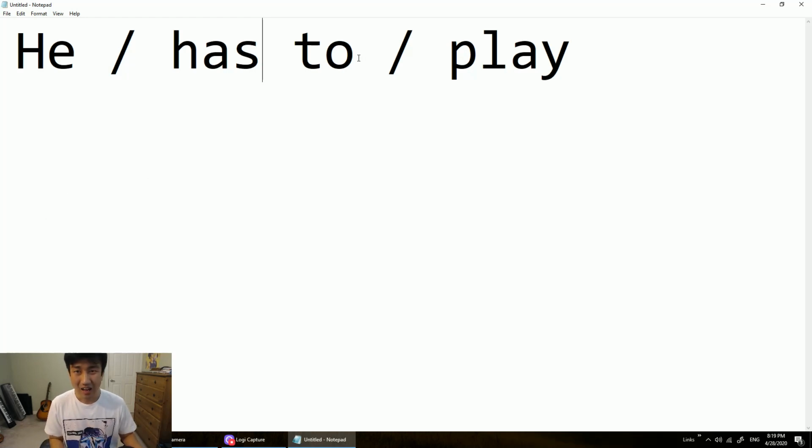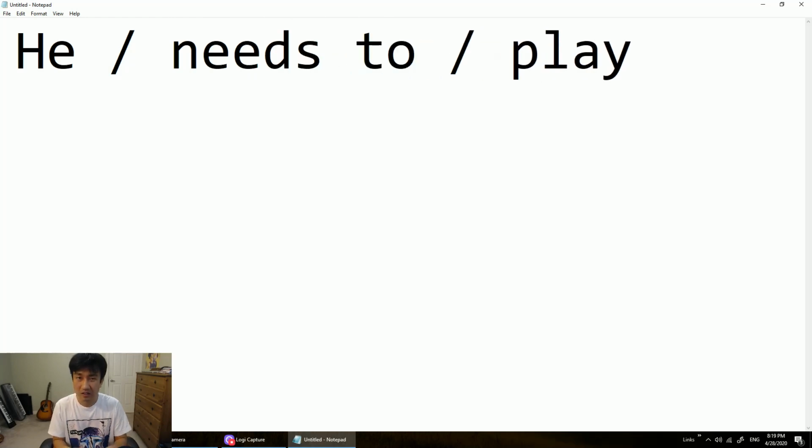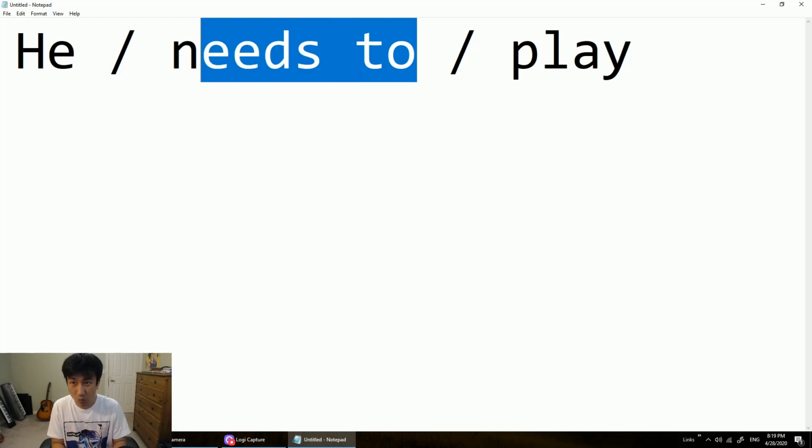And even this word "has to," right? Think of another word similar to "has to." For example, how about "needs to"? He needs to play. Oh yeah, that makes sense too. How about "wants to"?